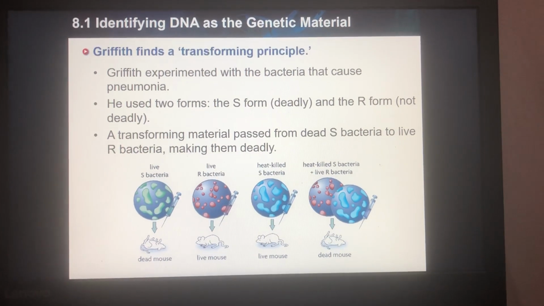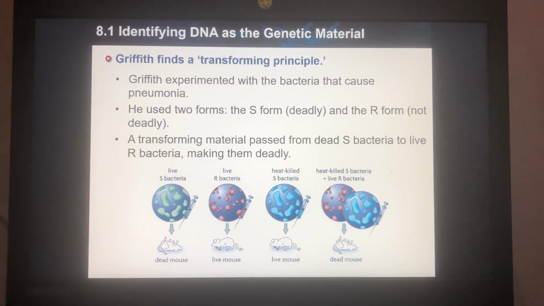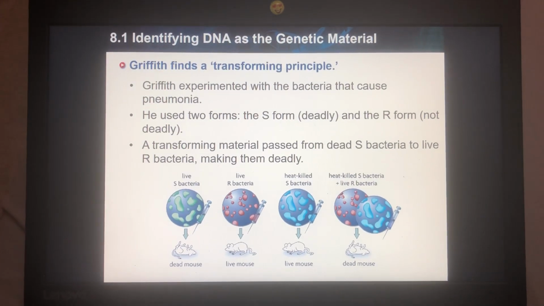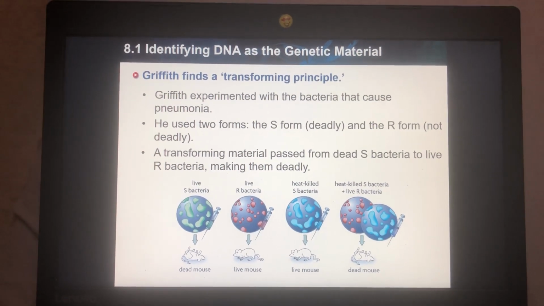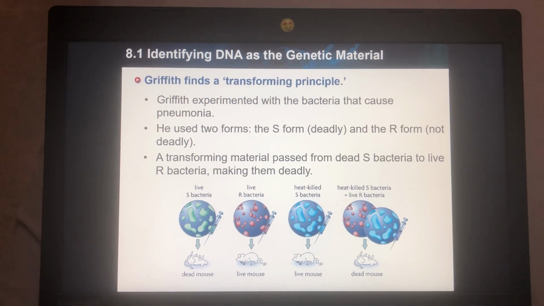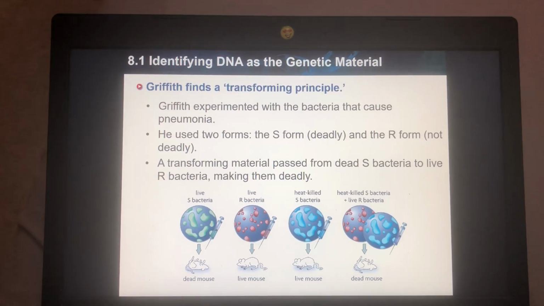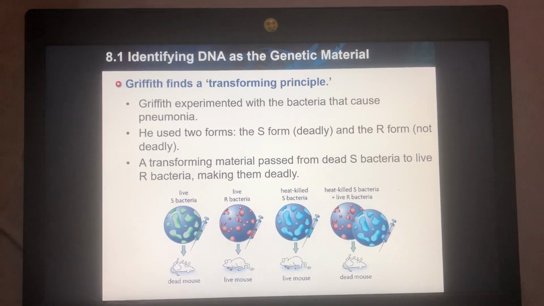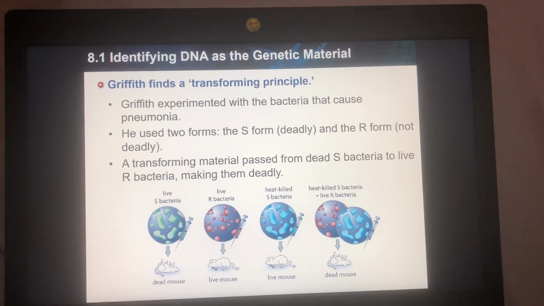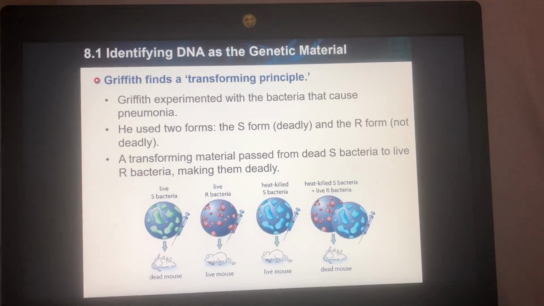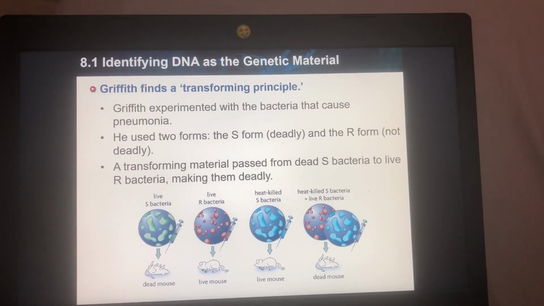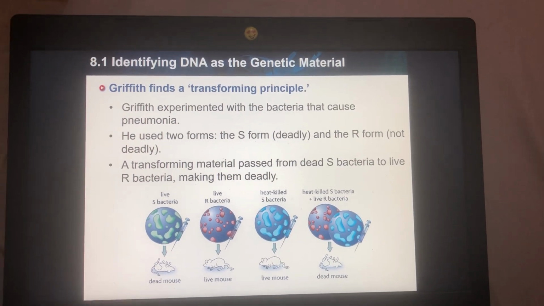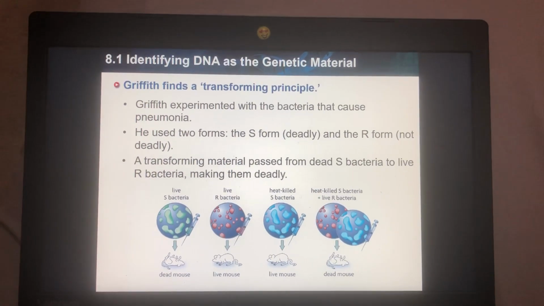The first scientist was Griffith. Griffith is the scientist who studied bacteria that cause pneumonia. What is pneumonia? Pneumonia is an infection or inflammation in the lungs. The bacteria have two types, S strain and R strain.